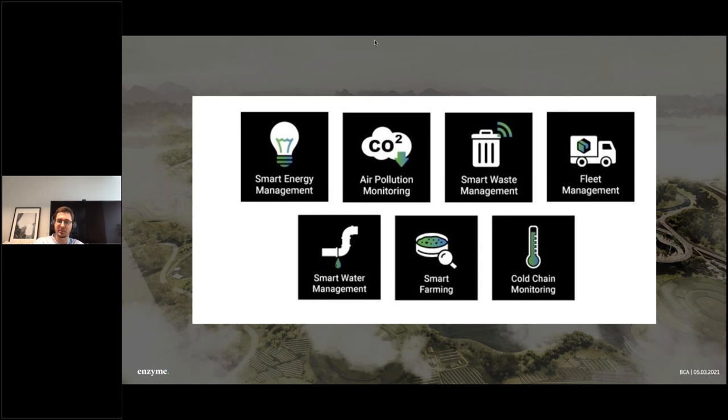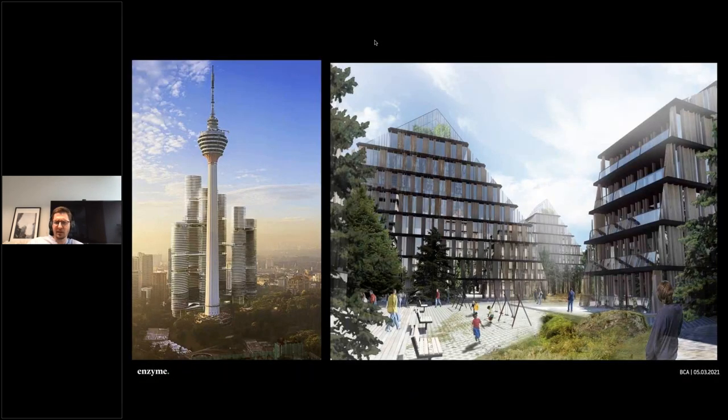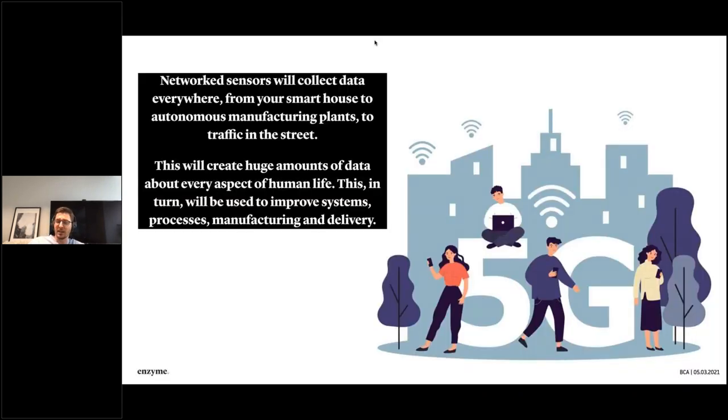Water is going to be a big problem, especially in some countries. Smart farming and food production, and cold chain monitoring. These are a few things that are linked together. Obviously this list can grow and we can make pretty much anything smart, right? These are a few other examples from the smart city concepts that we have been working on in the past years. Kuala Lumpur, Finland. Everywhere in the world this idea is appearing of how we can make our cities smarter, cleaner, more ecological, etc.